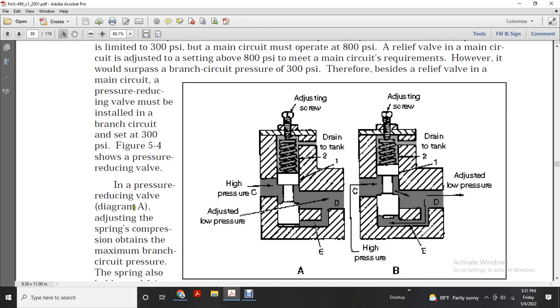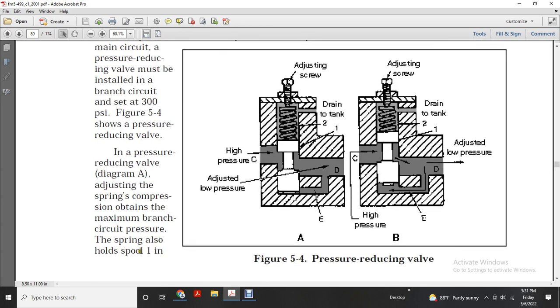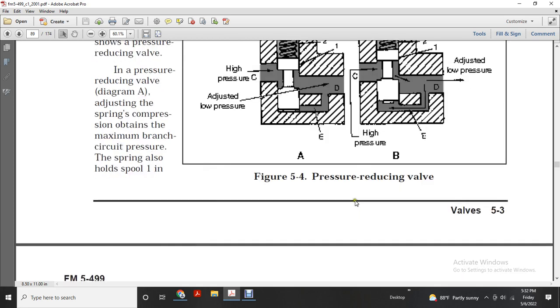In the pressure reducing valve in diagram A, the adjusting spring compressor is used to obtain the maximum branch circuit pressure. The spring also holds spool 1. Adjusting screw drain to the tank. High pressure C, adjusting pressure line, adjusting screw drain to the tank. Low, adjusting low pressure, high pressure.